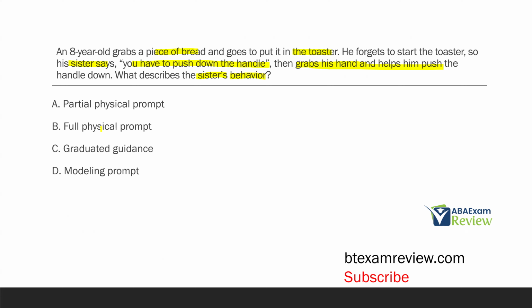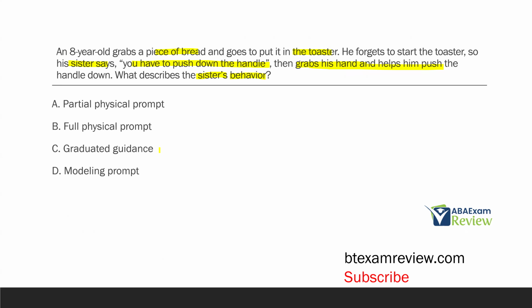Well, with the full physical prompt, we are doing the action or response for the learner physically. In this case, the sister grabbed the hand and pushed the handle all the way down. So the sister helped the learner, or in this case, the 8-year-old, do the entire response physically. With partial physical, we're not going to use such an intrusive amount of physical prompting. Maybe she gently pushes on his elbows, maybe she gently guides his hand. It's going to be a lot less intrusive than what she's done, which is a full physical prompt.